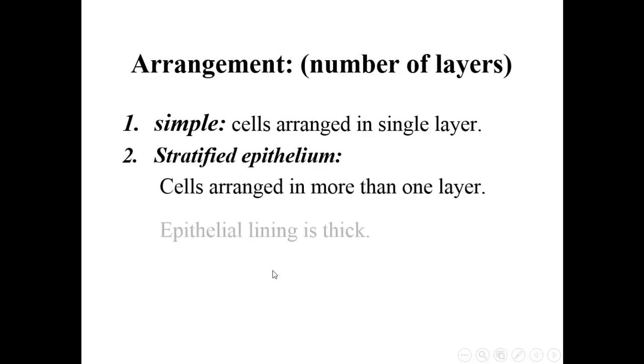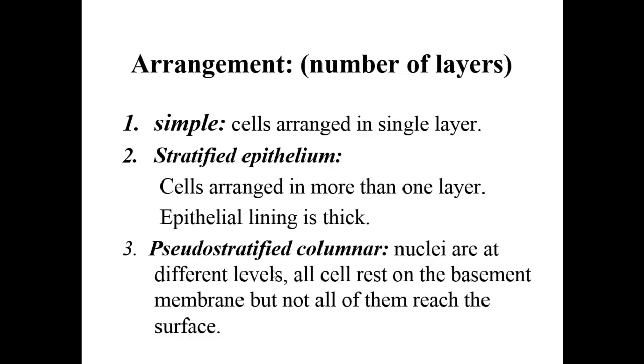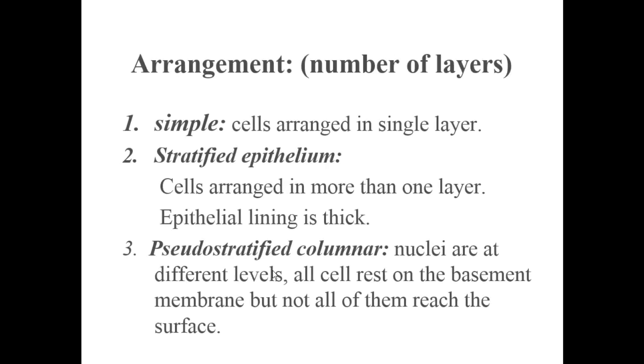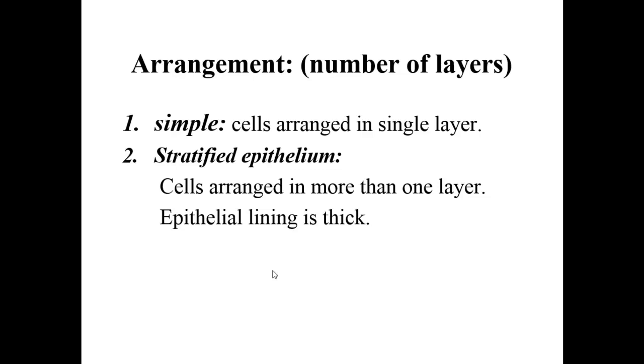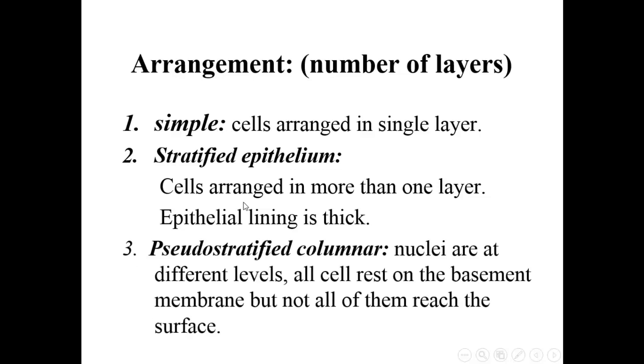And definitely we have the pseudostratified, which is the seventh type. Okay, so before we go into details of this, we classify epithelium generally by two big classification features, either the shape or the number of layers. According to shape, we have three types, and according to arrangement, we have two. And if you mix them together, we have six types. If you add the pseudostratified, we have seven types. Okay, let us take them one by one, and we can start with the simple.